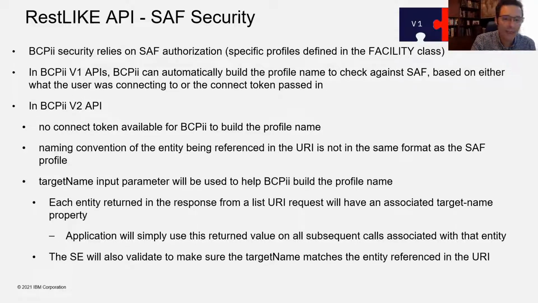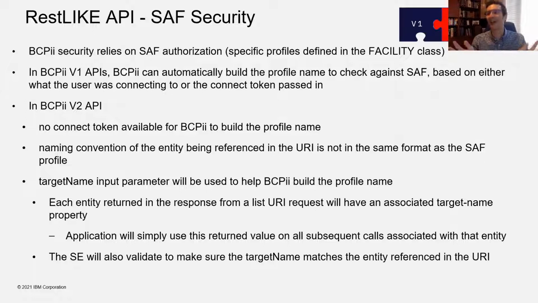And so what is returned in version 2 is a target name, returned on a prior request, that says if you ever want to reference this particular entity, you're going to need to pass this target name into BCPii for it to validate the SAF authorizations. If you just take that SAF profile name and pass it in on a subsequent request, you're telling BCPii what request to validate.